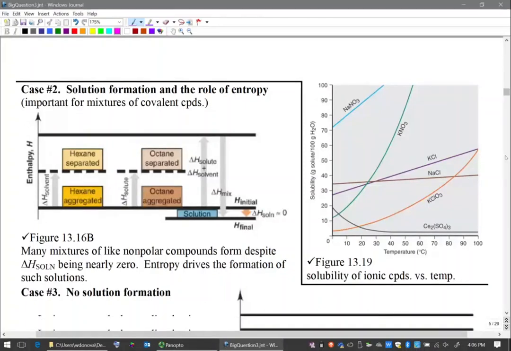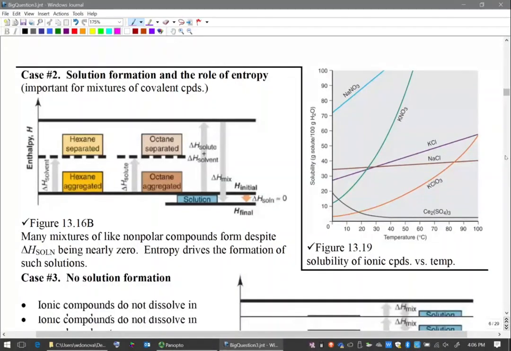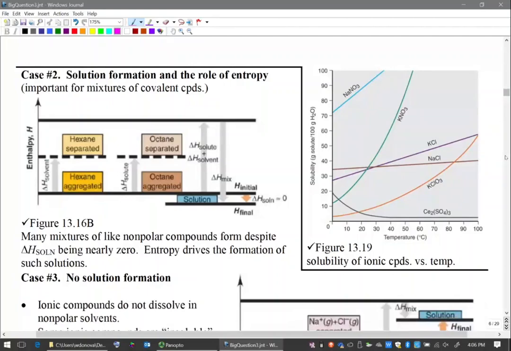Now, what if the enthalpy change is not a major player? Like NaCl, it's about 0. What if I had hexane and octane? Hexane is C6H14. Octane is C8H18. Let's say for simplicity that we're just dealing with the straight chain forms of those substances.